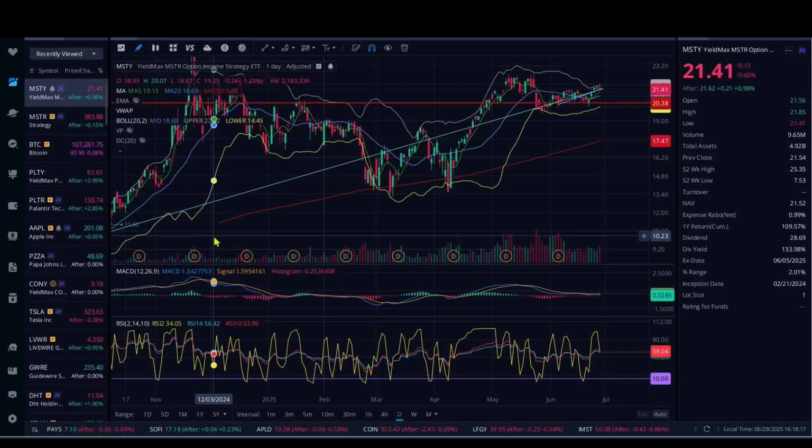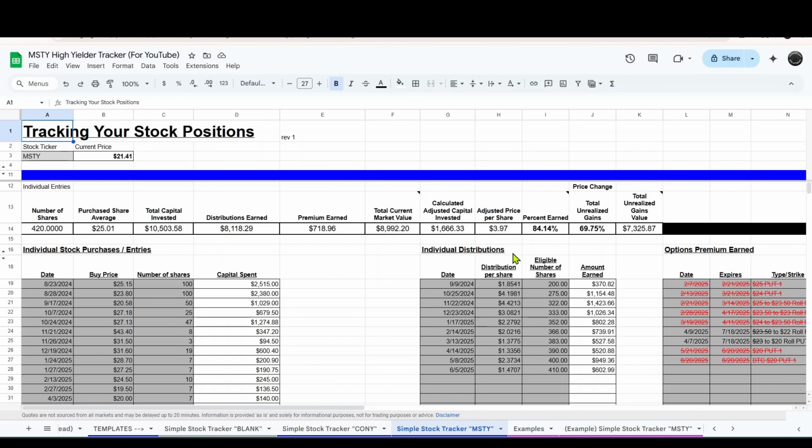And my real cost average, and that's my adjusted price per share average, as you've seen here on my spreadsheet, is at $3.97. So that's all the distributions I need in order to have gained all of my original capital back. And that's just $3.97 more needed. And then all of my shares will be paid off for MSTY, and I'll be earning those distributions free and clear. And of course, if you're interested in this spreadsheet, it is located in the description below this video. So check that out if you're interested.